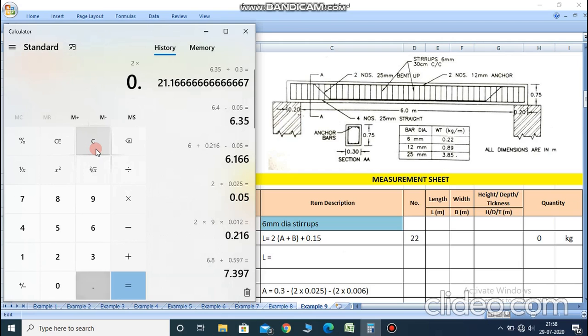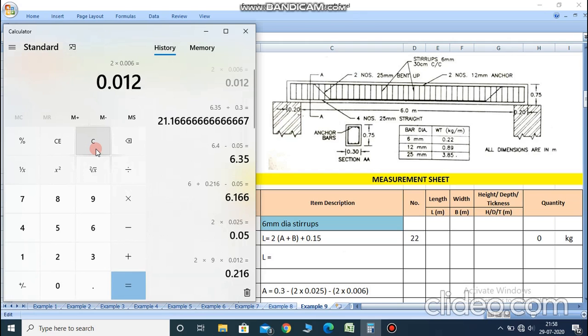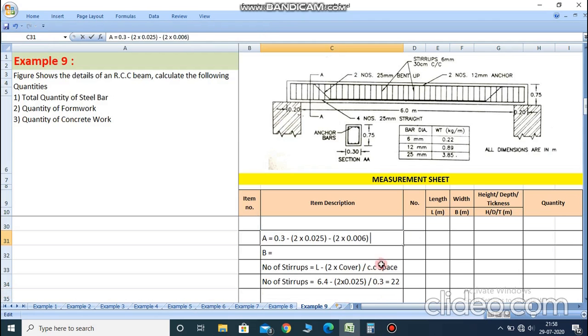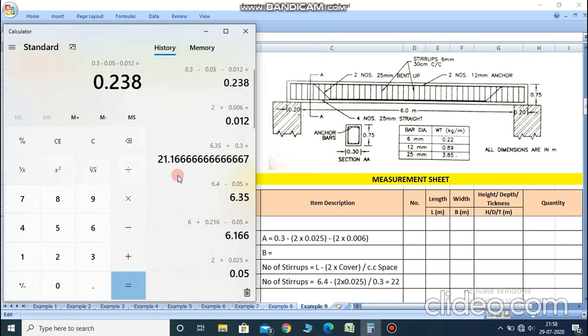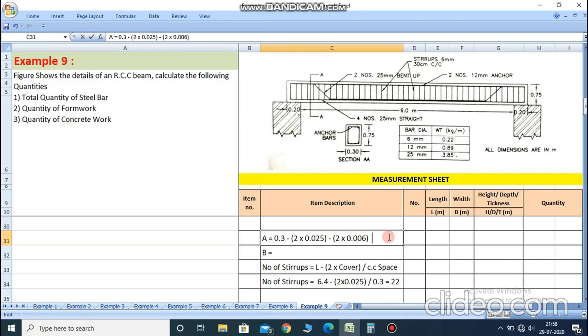So two multiplied by 0.006, it's 0.012. So A is equal to 0.3 minus 0.05 minus 0.012, so 0.238. We take 0.238 as the answer for value A.